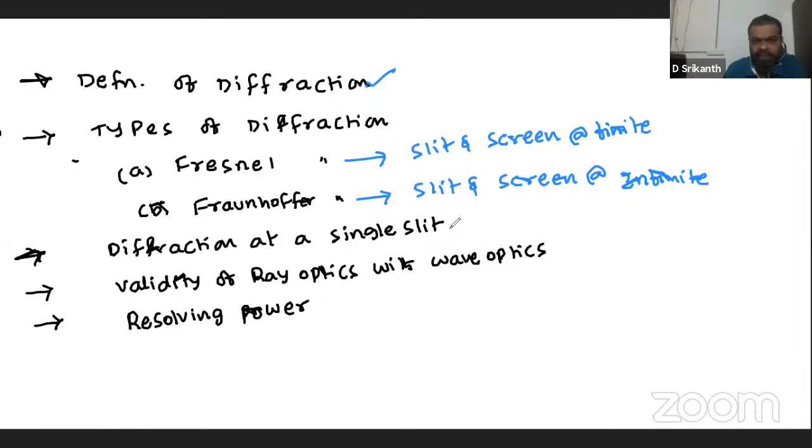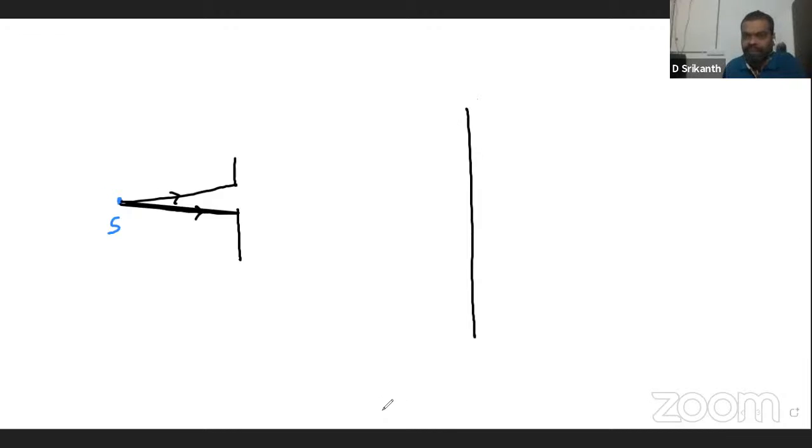Next one is diffraction at a single slit. That means I have a source and a single slit. Here the light rays will be incident in the form of a wave, and here we have a screen.